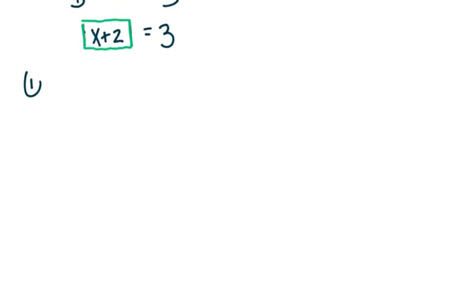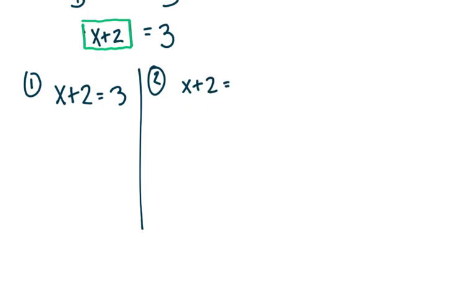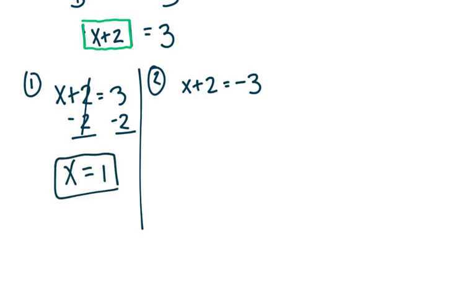Step 2 is to create the 2 equations. So x plus 2 equals +3. Second equation, x plus 2 equals -3. I'm going to subtract 2 on both sides. I get x equals 1. I'm going to subtract 2 on both sides for the second equation, and I get x equals -5.